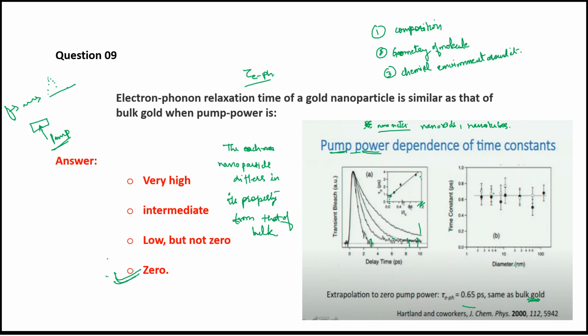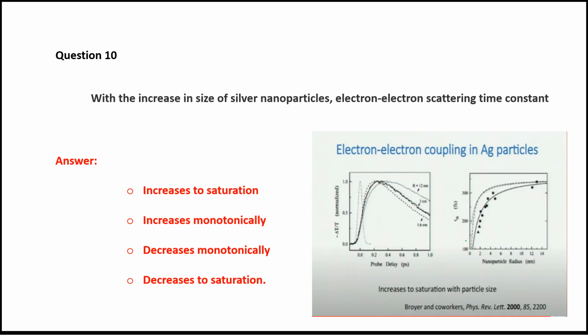In this graph, the only thing they have shown is that as the size of these nanoparticles changes, irrespective of the diameter, the time constant remains the same, keeping the pump power constant. What we are changing is the size of the particle. It is becoming bigger from, say, 3 nanometer to 100 nanometer. Right? Now we'll go on to question number 10 for this assignment.